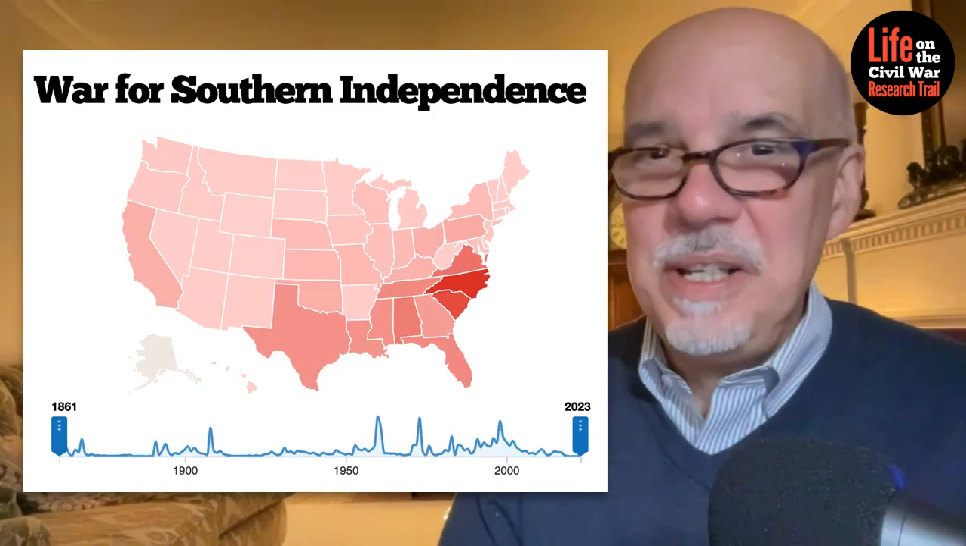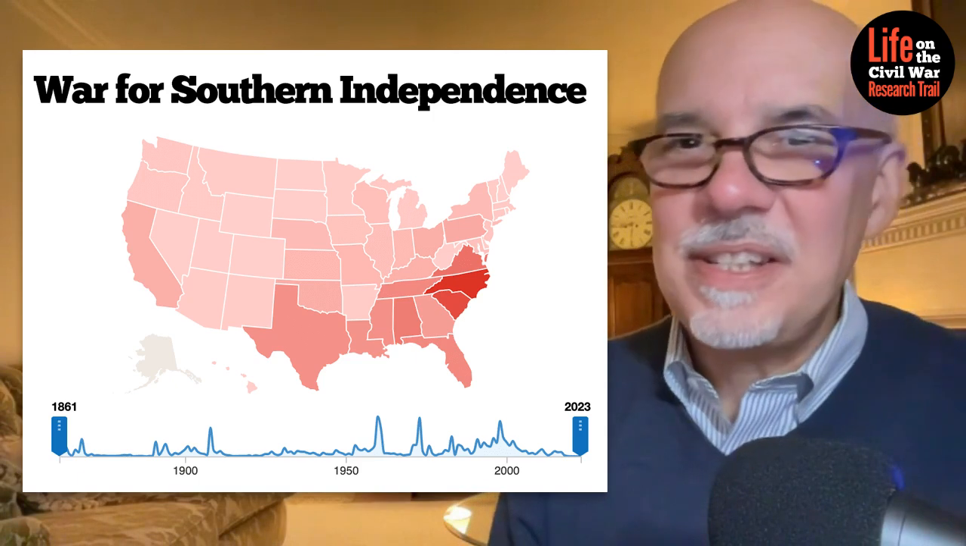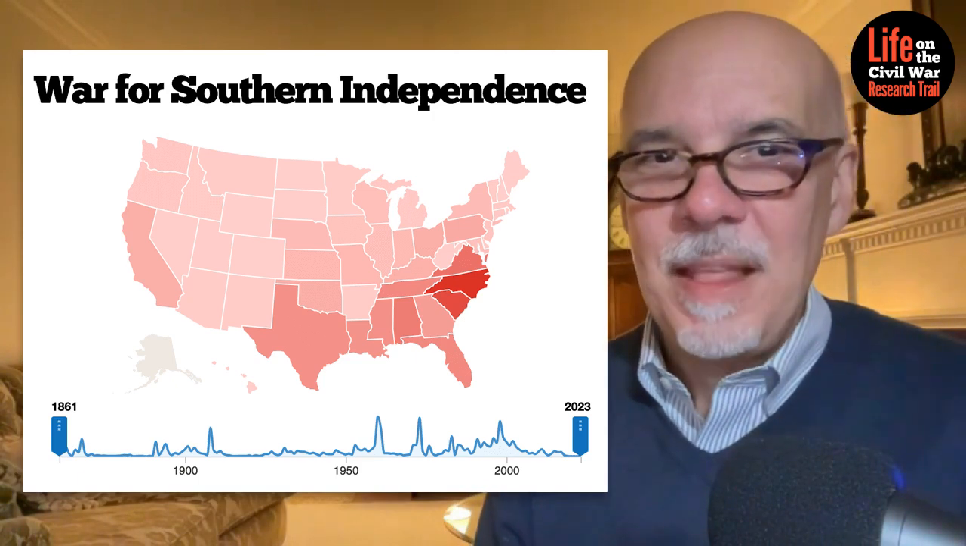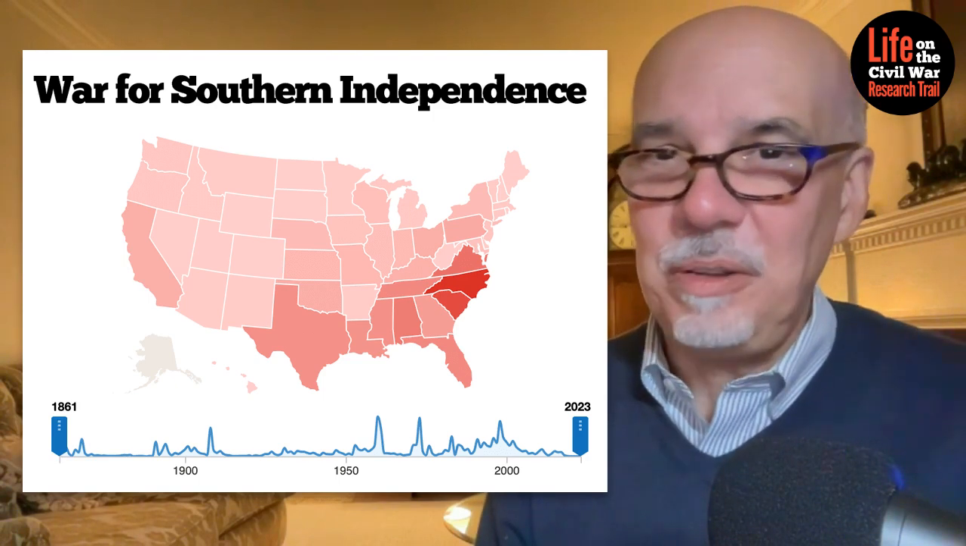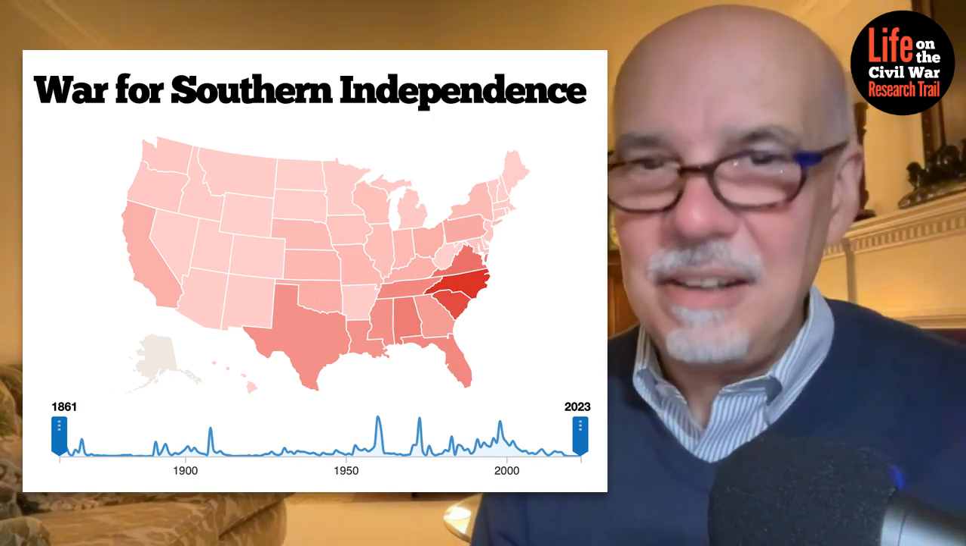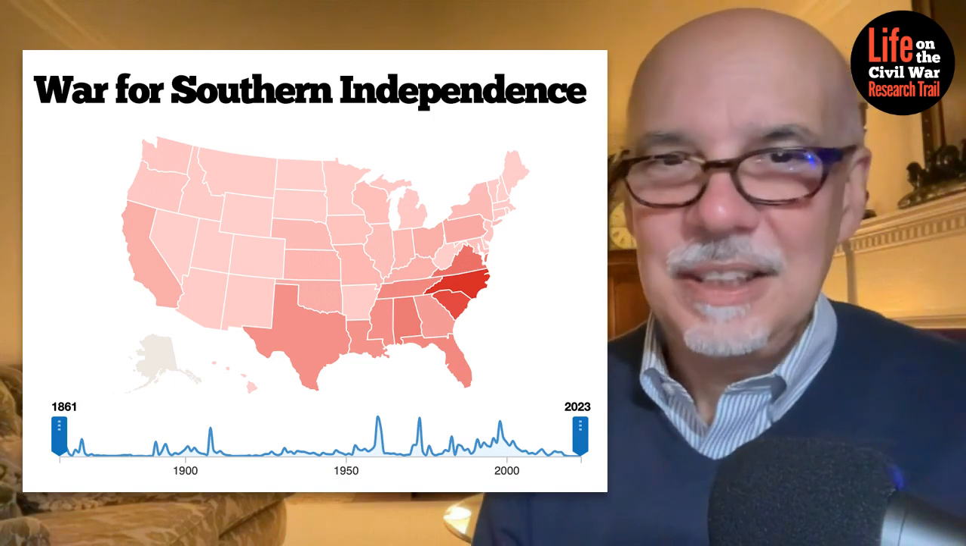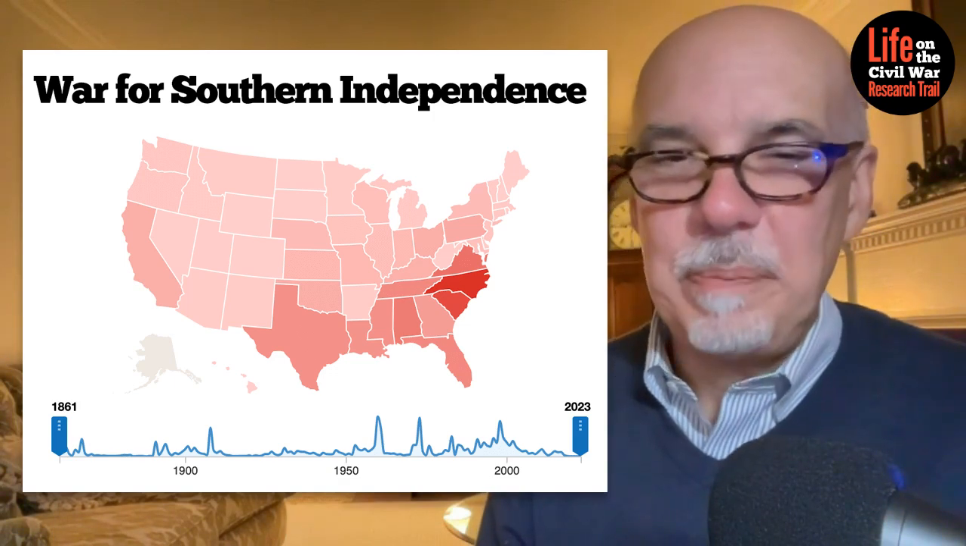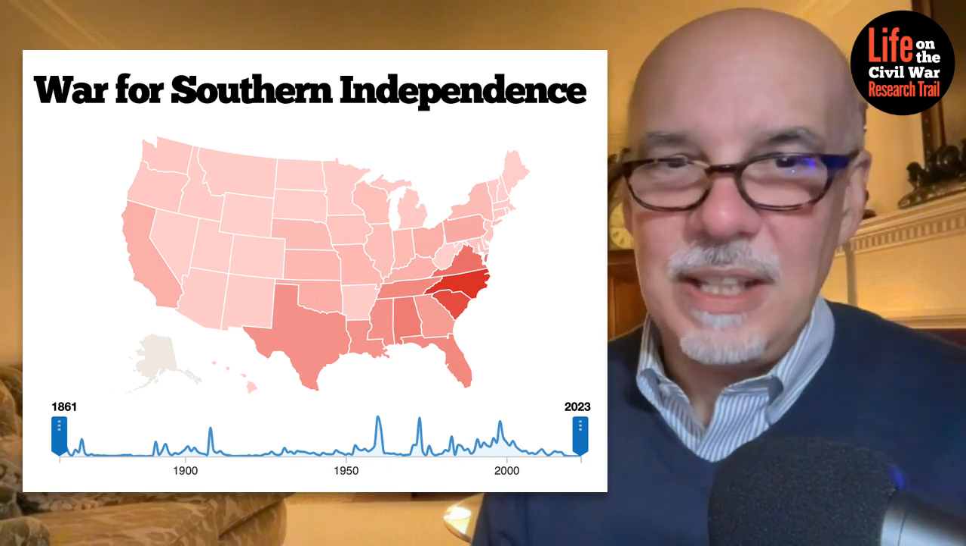Now, let's go to another popular term in the South. That's the War for Southern Independence. And you'll see by the colors alone, you have the Carolinas, Virginia, all of the former Confederate states where it's most popular, barely used in the North.